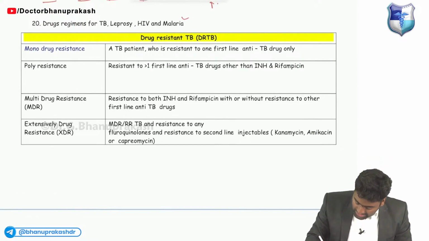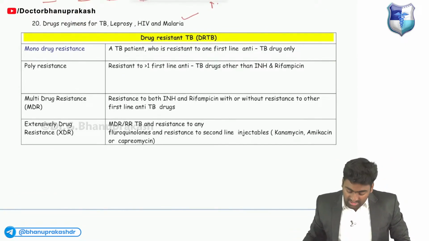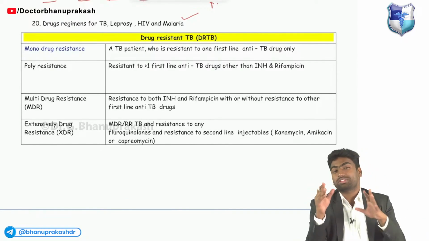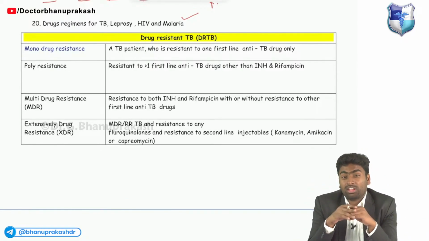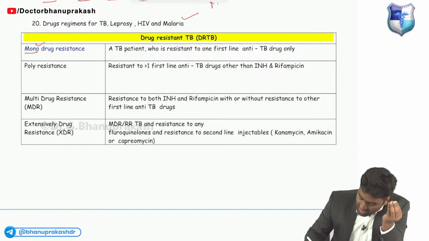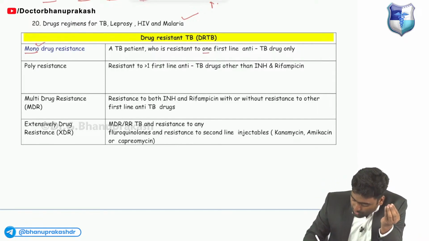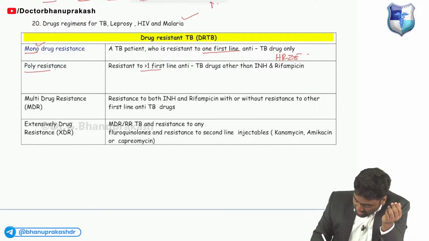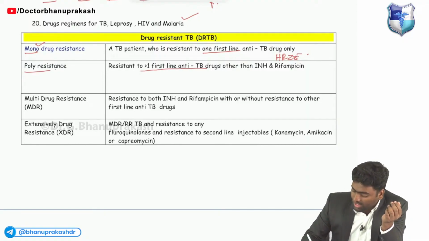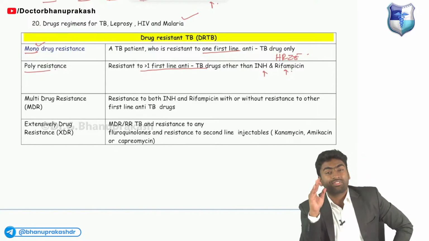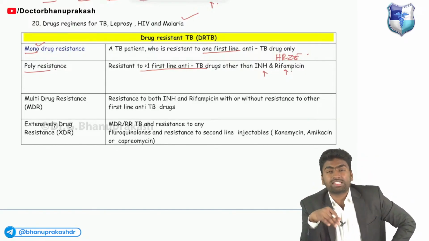Next, the drugs. Yesterday we saw the malaria drugs. Today we'll have a glance at TB drugs and HIV drugs. For TB, we use the HRZE regimen, but it can lead to some resistance. We call it monodrug resistance if it is resistant to any one of these first-line drugs like HRZE, fine. Polyresistance means resistance to more than one first-line anti-tuberculosis drug other than isoniazid and rifampicin, because rifampicin resistance is itself a separate entity.